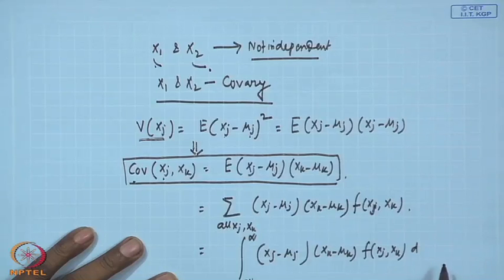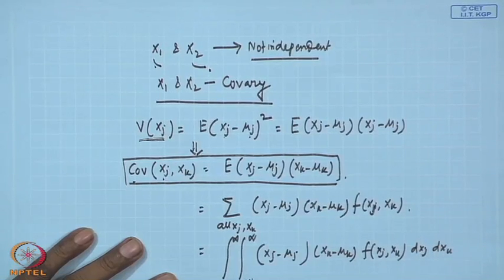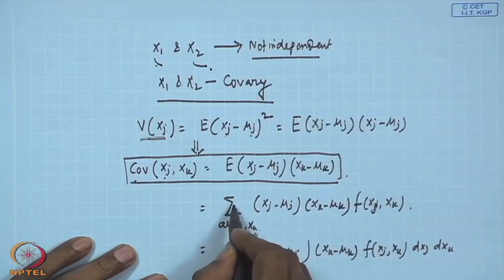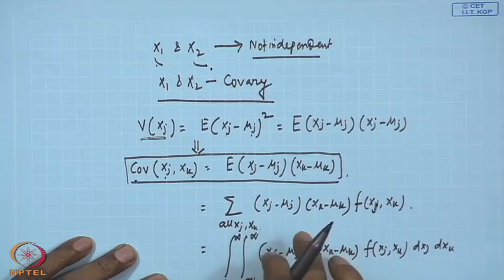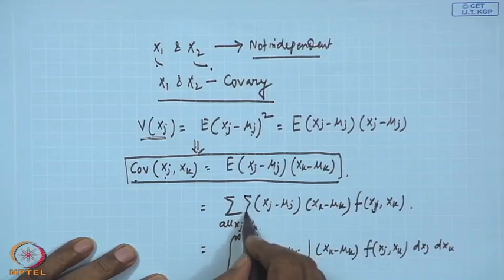In the continuous case you have to write it like this, as a double integration. Here I have written all x j, x k simultaneously with one summation symbol, but otherwise you have to write all x j, all x k.